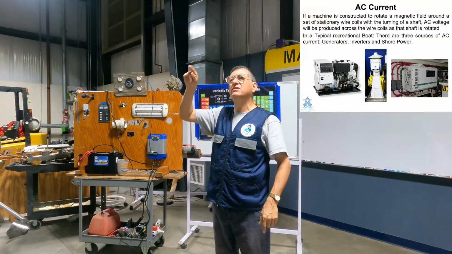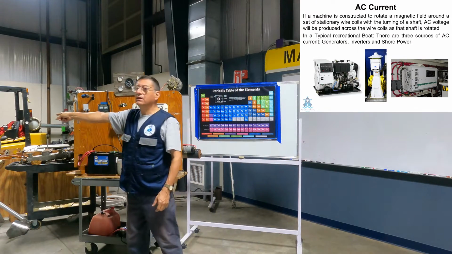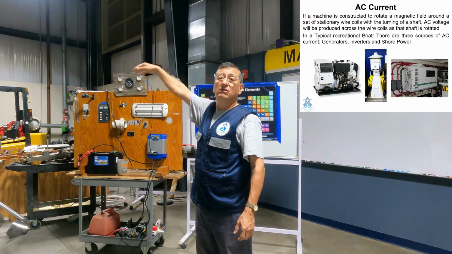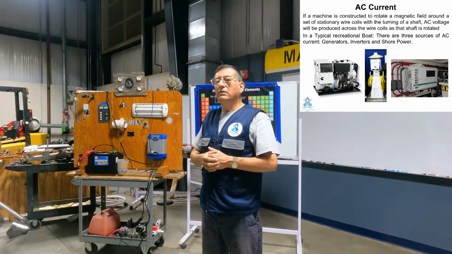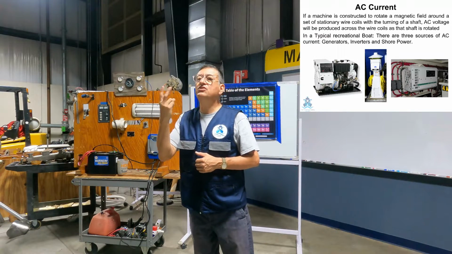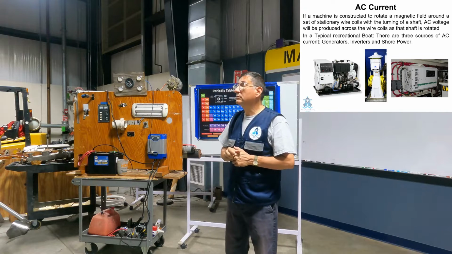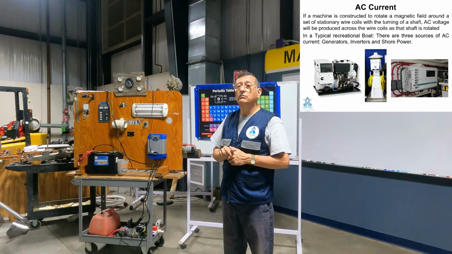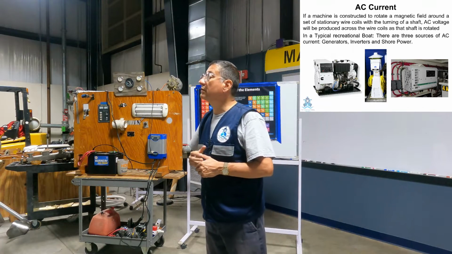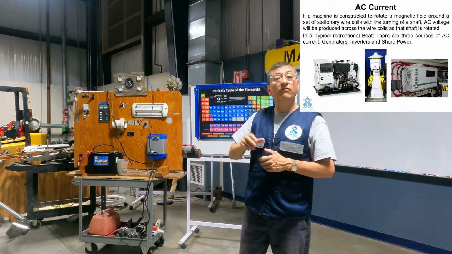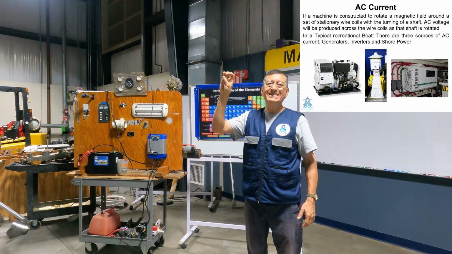Where does the AC current come from in your boat? The shore power, the pedestal. The pedestal is the building, no? It is the house. It is the grid. The second AC source of power in your boat: the generator. Number three: the inverter, which converts DC into AC. Three sources of AC power in your boat.